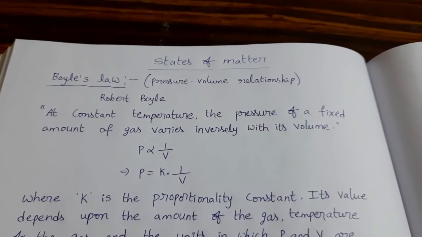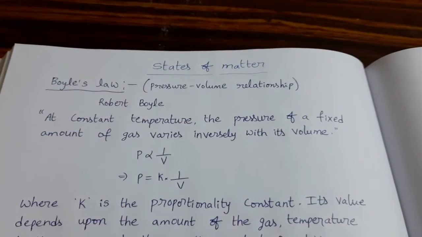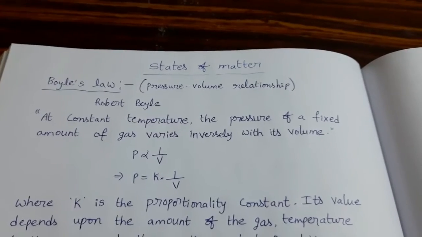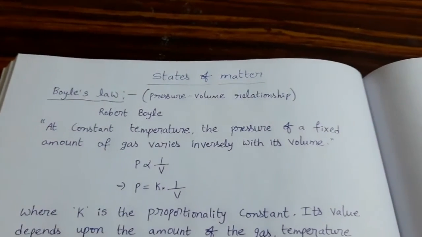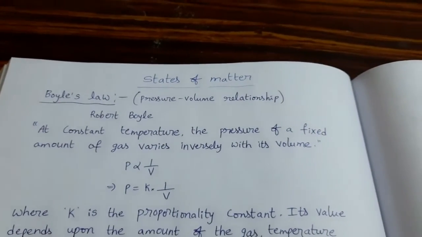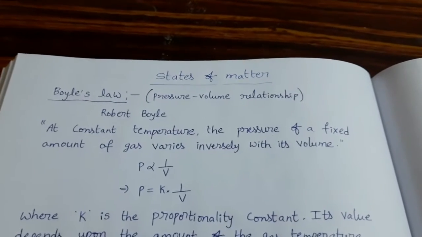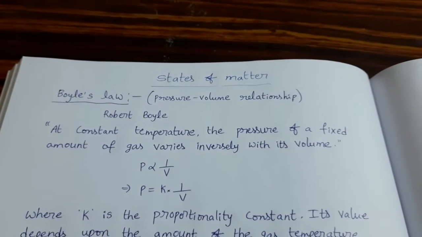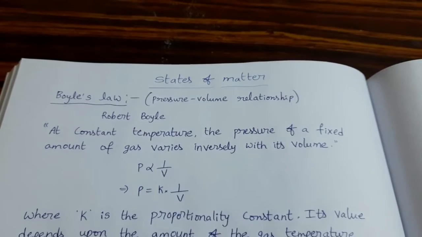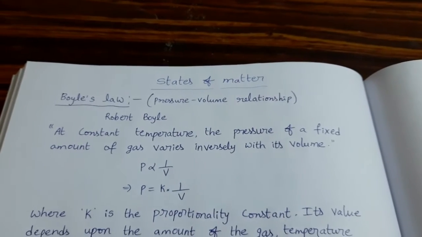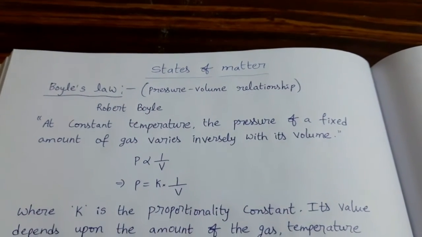Today we are learning a new chapter, States of Matter. That means matter is available in different physical states: solid, liquid, gas. Now in this chapter you will learn about the gaseous state and the liquid state. First of all, see the gas laws.